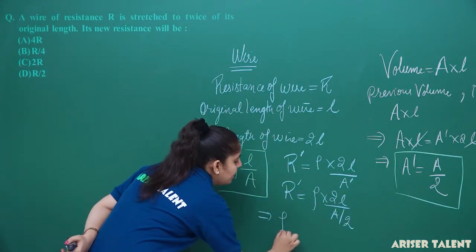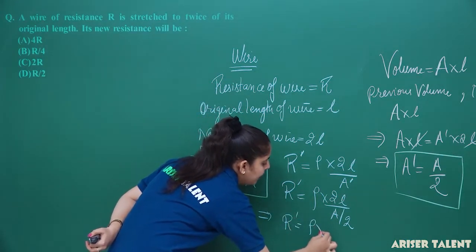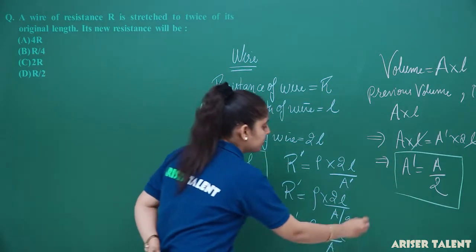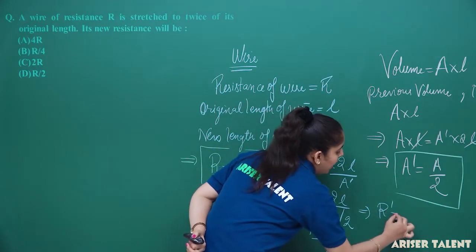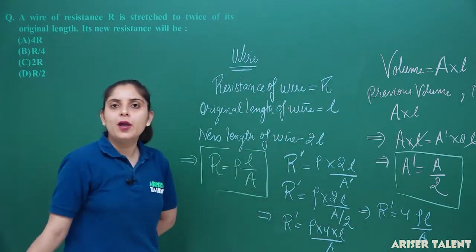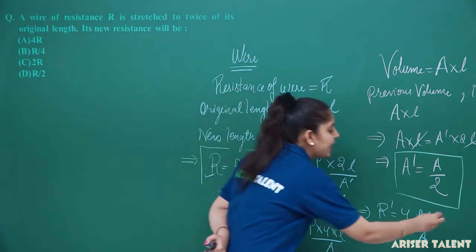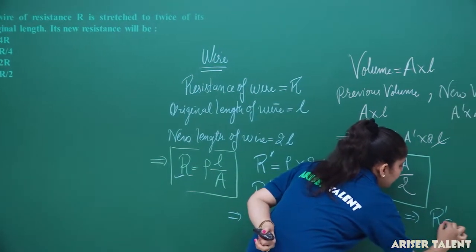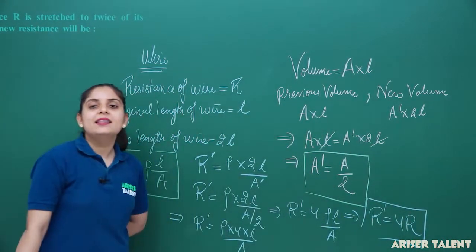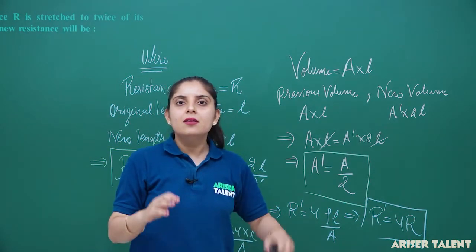Again we are getting R dash equal to rho into 4 into L upon A. It means R dash equal to 4 rho L upon A. And what can I substitute for rho L upon A? I can substitute rho L upon A equal to R. So I can say that R dash is equal to 4R. So what you are obtaining here is the new resistance, which will be 4 times the previous resistance in the wire.